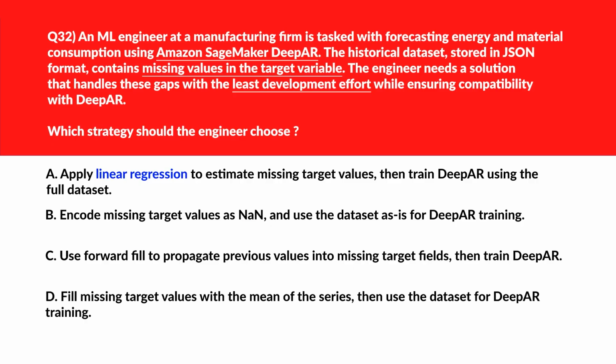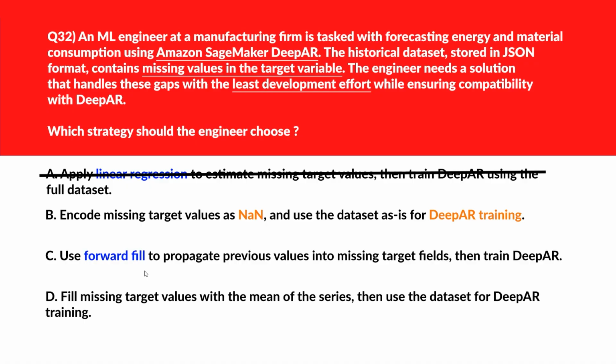Option B says encode missing target values as NaN and use the dataset as is for DeepAR training. DeepAR natively supports NaN in the target field, allowing it to learn from available data without manual imputation. We'll keep it. Let's move to C.